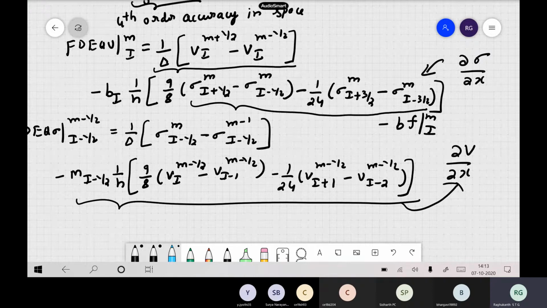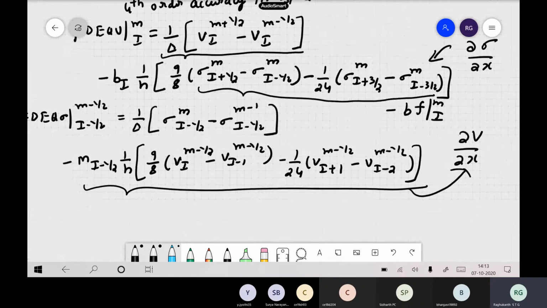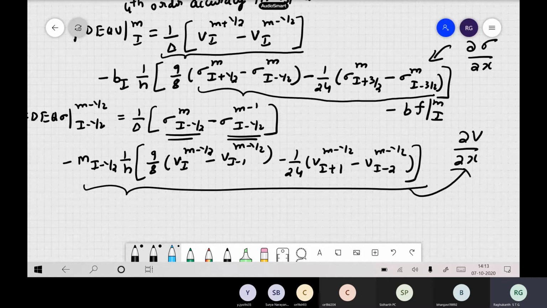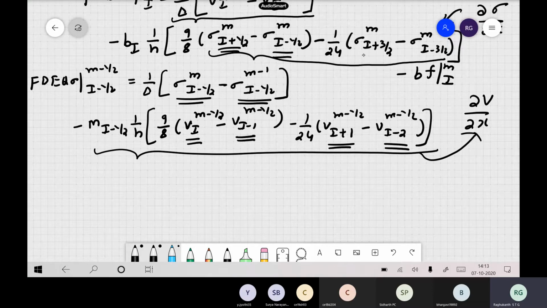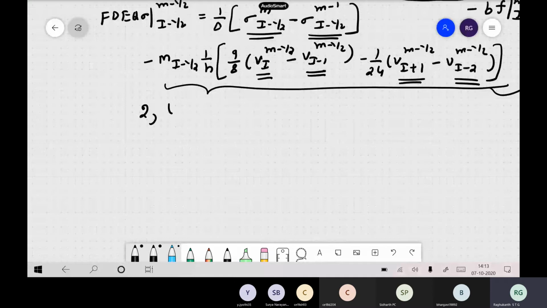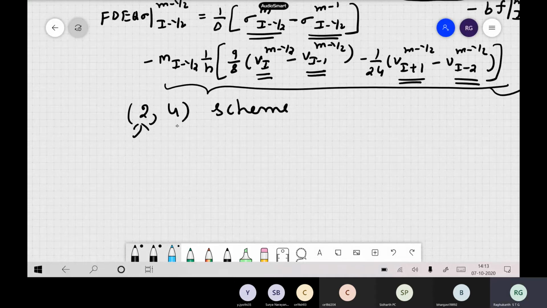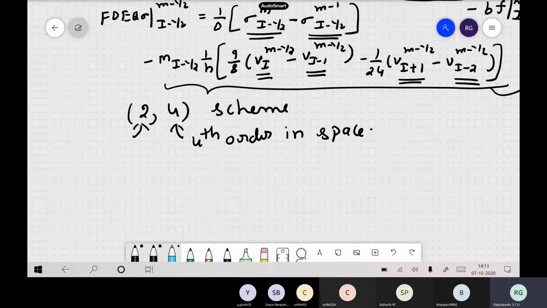Now to compute the temporal derivative, we are using only 2 points, m and m minus 1, or m plus half and m minus half. But to compute the spatial derivative, we are using the 4 spatial points itself, in this equation as well as this. So this scheme we call the 2 comma 4 scheme. This scheme is second order in time, but in space it is fourth order accurate.